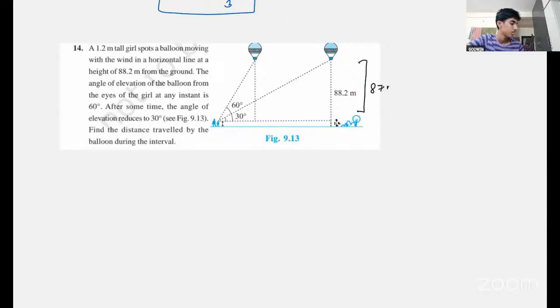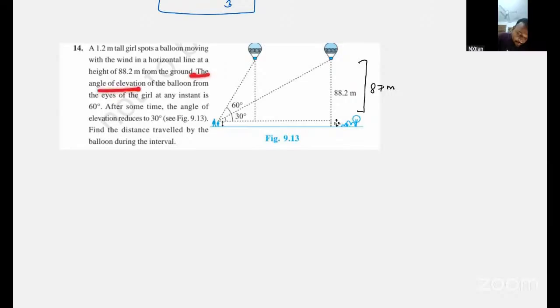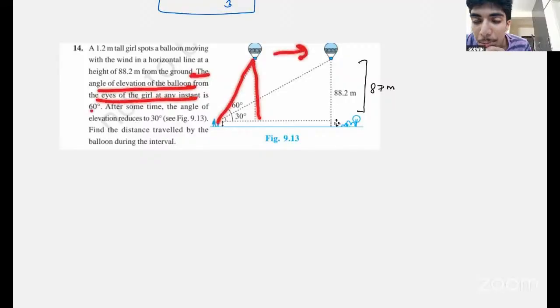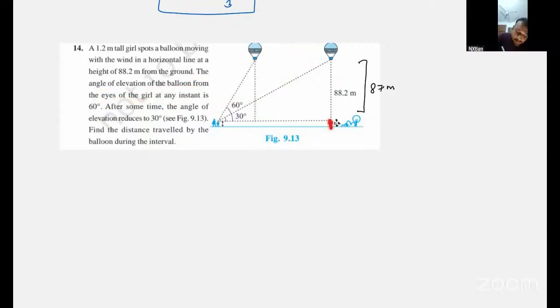87 meter. Are you with me guys? Yes, sir. Then the angle of elevation from the ground towards the eye was 60 degrees at first, and the height was 88.2 meters. Why 87, sir? See, this height is the girl's height, no? This is the girl, and her height is given as 1.2. So the total is 88.2, I subtracted 1.2, so I got 87 meter. Did you understand?